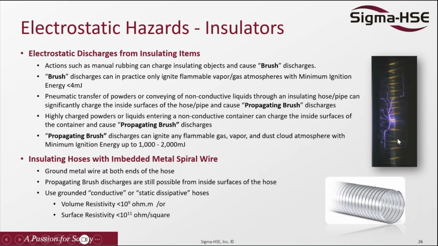When I said propagating brush discharge and brush discharge, these key parameters are very, very important. For example, you can see this flexible hose here. You have these metal spiral wires inside. And if the hose is conductive and the metal inside is bonded and grounded, you're okay. If the metals are bonded and grounded, yes, then you can do away with the spark type ignition source, and you can have a brush discharge.